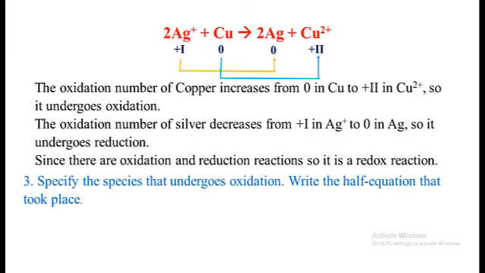Number 3, specify the species that undergoes oxidation. Write the half equation that took place. So the species that undergoes oxidation is the species that its oxidation number increases during the reaction.